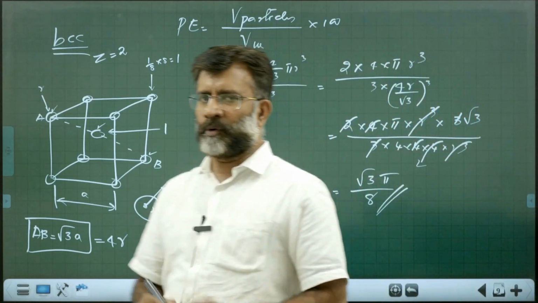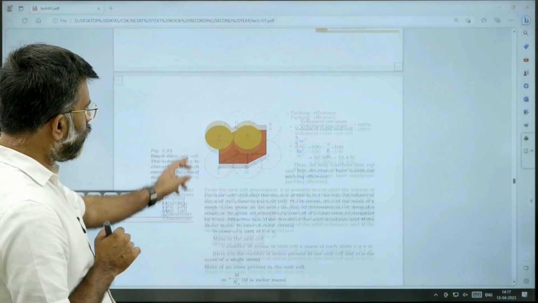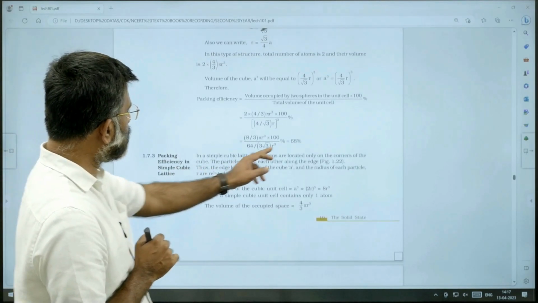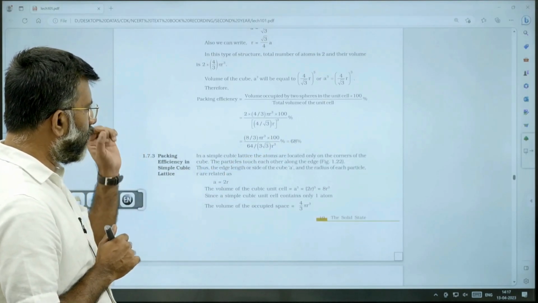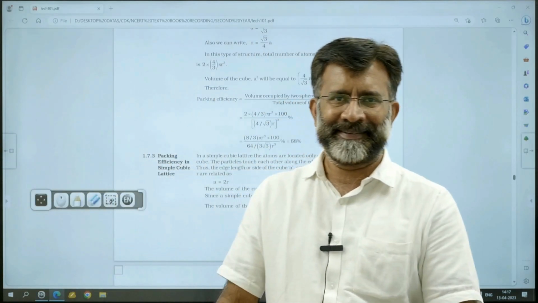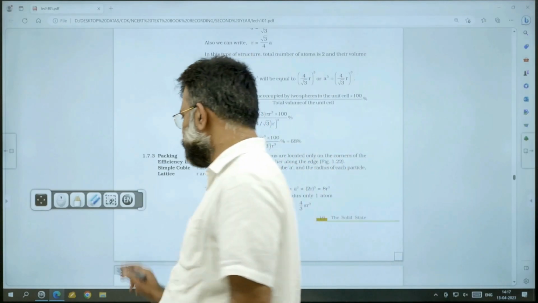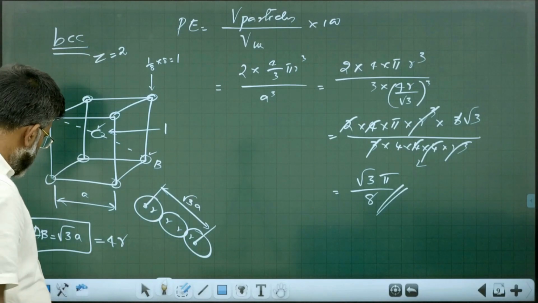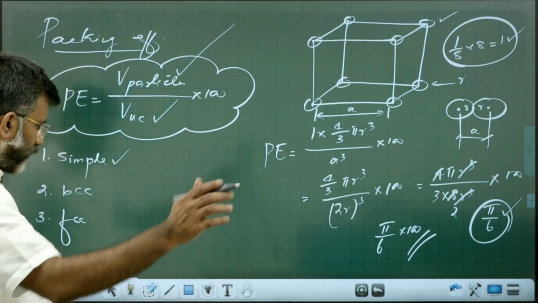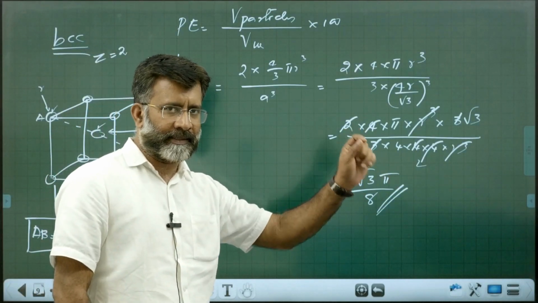Which when you work out, you will get 68 percentage. It will be root 3 pi by 8. Is that clear? Fine. So primitive system, pi by 6, that is 52%, and body centered system, root 3 pi by 8, that is 68 percentage.